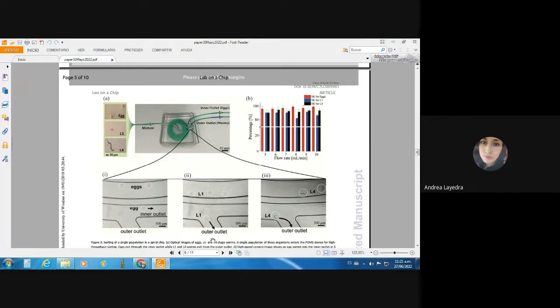When sorting mixed populations of two different developmental stages, such as eggs and L1 or L4 worms, the worms were sorted out through the outer outlet, while most of the eggs were found in the inner outlet at the flow rate of 5 milliliters per minute. In both cases, L1 and L4 were already focused to the outer wall in the last spiral loop before reaching the bifurcated section.